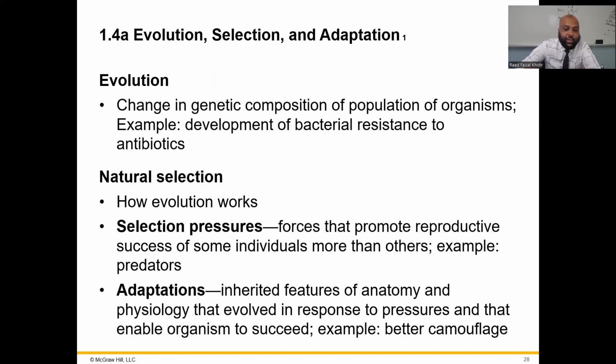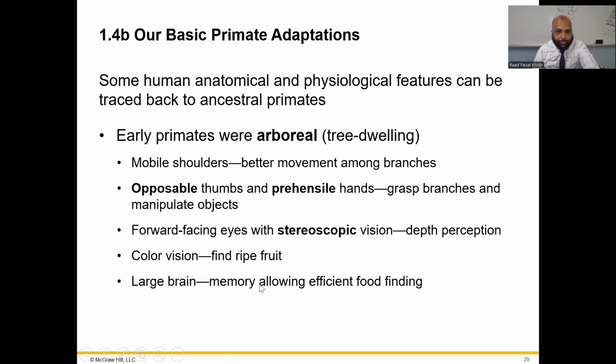Adaptations are inherited features of anatomy and physiology that evolved in response to pressure, and that enable the organism to succeed, like better camouflage. If you have better camouflage, you hide better and you're able to escape.